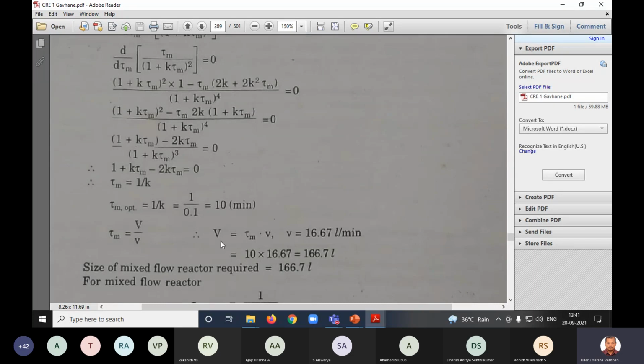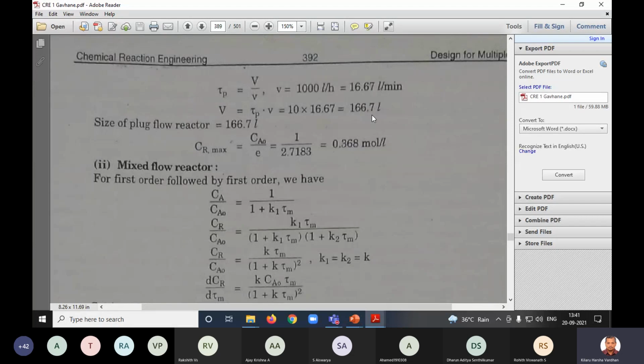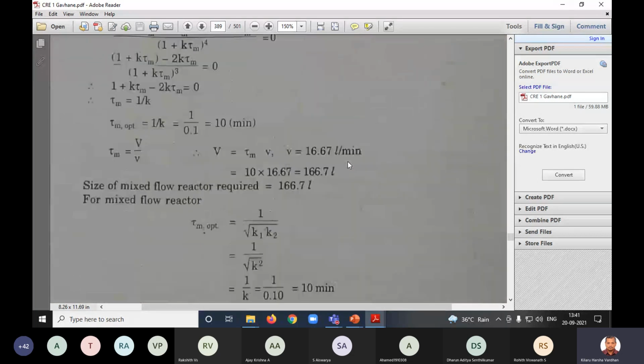From that we can calculate the V. V is 16.67, therefore volume is 166.7 liters. Here also the volume is 166.7 liters. The volume remains the same because tau remains the same in both the reactors, either PFR or MFR. So we know that for the same volume, the conversion of the plug flow reactor is much more. The conversion is more in the sense that CR maximum will be more. That is what we see here.